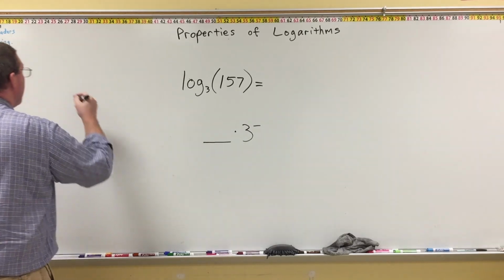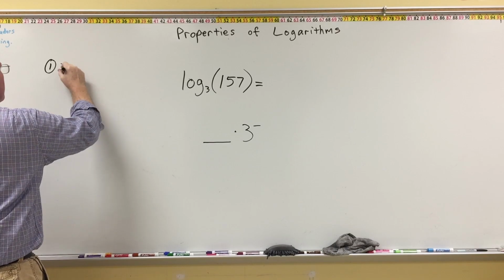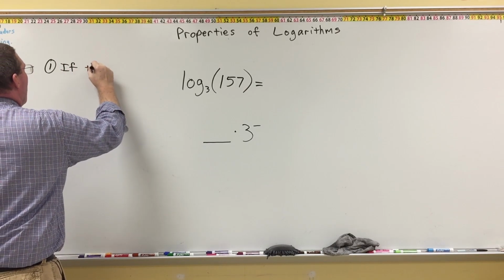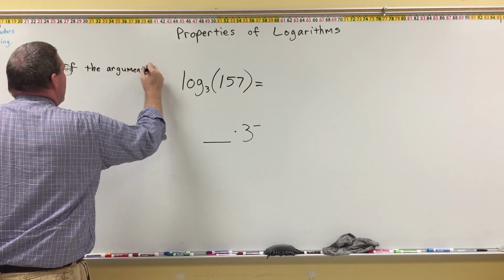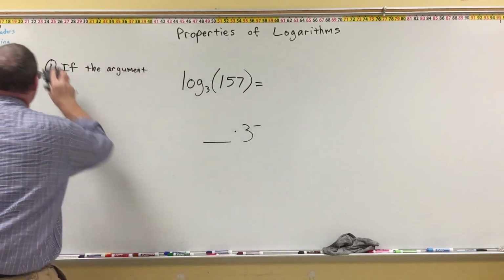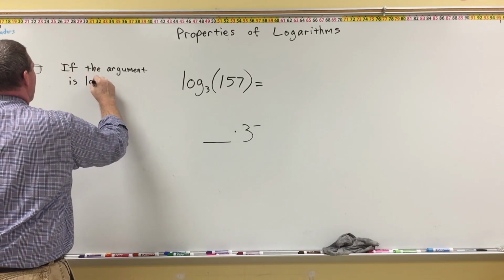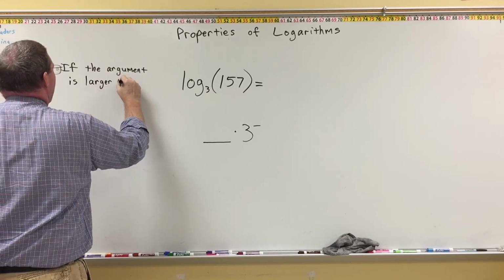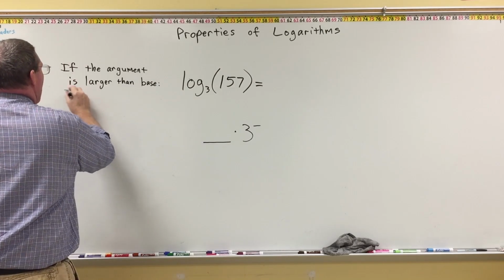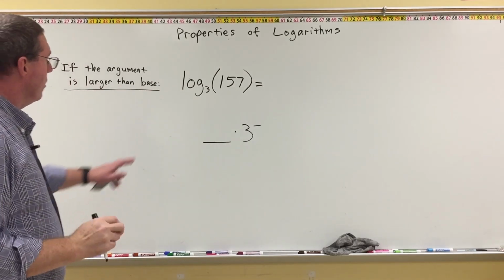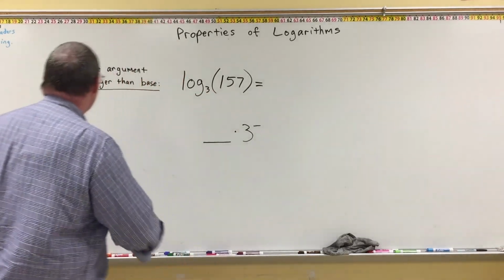To be able to simplify this, the first thing you're going to do is, and this is if the argument, in fact, that's not the first step, this is the condition. If the argument is larger than the base, this is the circumstance. If the argument is larger than the base, and in this case, the argument 157 is larger than the base 3, okay? Here's what you're going to do.